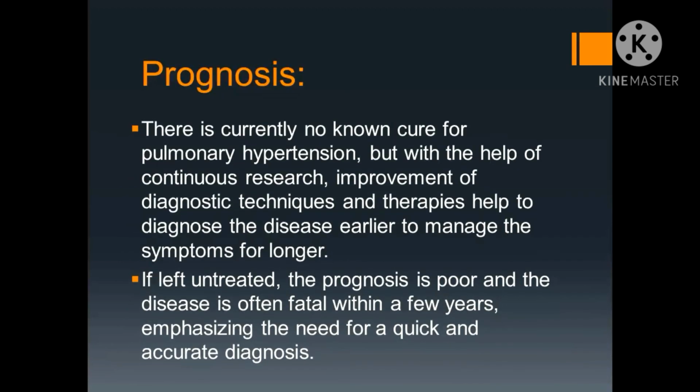Prognosis. There is currently no known cure for pulmonary hypertension, but with the help of continuous research, improvement of diagnostic techniques and therapies help to diagnose the disease earlier and to manage the symptoms for longer. Left untreated, the prognosis is poor and the disease is often fatal within a few years, emphasizing the need for a quick and accurate diagnosis.